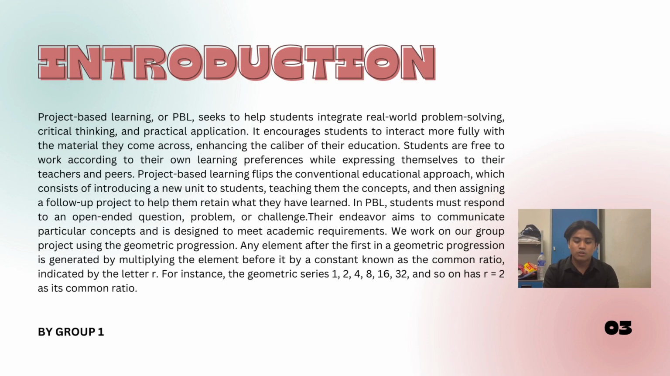We work on our group project using the geometric progression. Any element after the first in a geometric progression is generated by multiplying the element before it by a constant known as a common ratio, indicated by the letter R. For instance, the geometric series is 1, 2, 4, 8, 16, 32 and so on, with R equal to 2 as its common ratio.